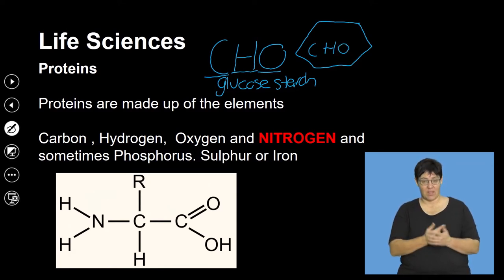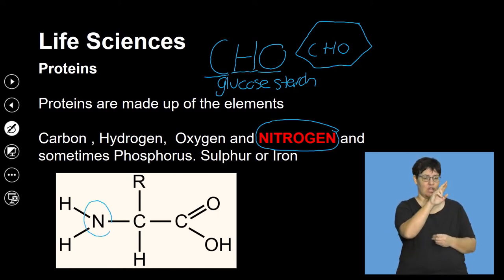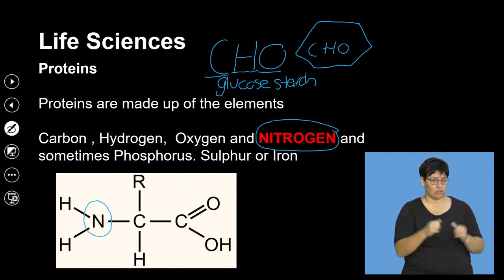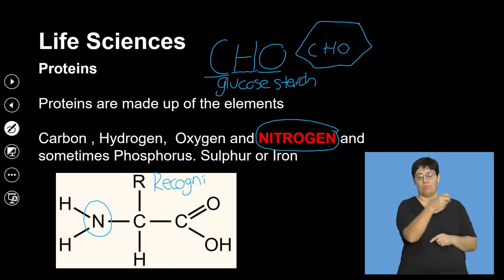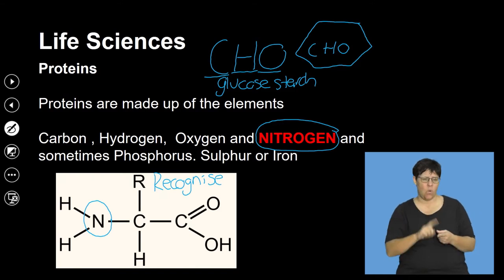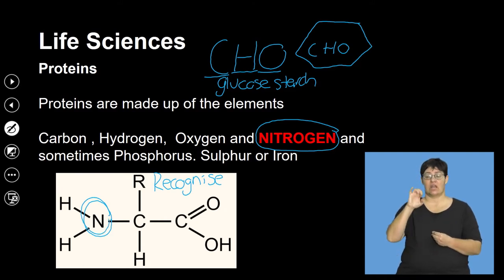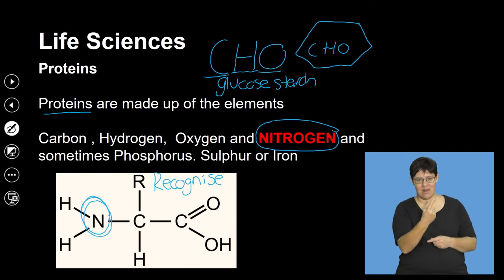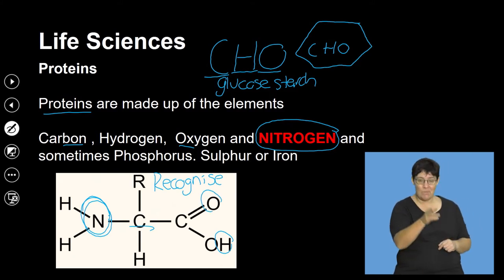Now when we come to proteins, proteins are a really special group, and the reason is that proteins have nitrogen in them. Remember I said you don't need to learn the structure, but you do need to be able to recognize it. Among carbohydrates, fats and proteins, the only organic compound that has nitrogen is proteins. So if you get a diagram that looks like this, there's my carbon, there's my hydrogen, and there's my oxygen, but definitely we're going to find nitrogen.